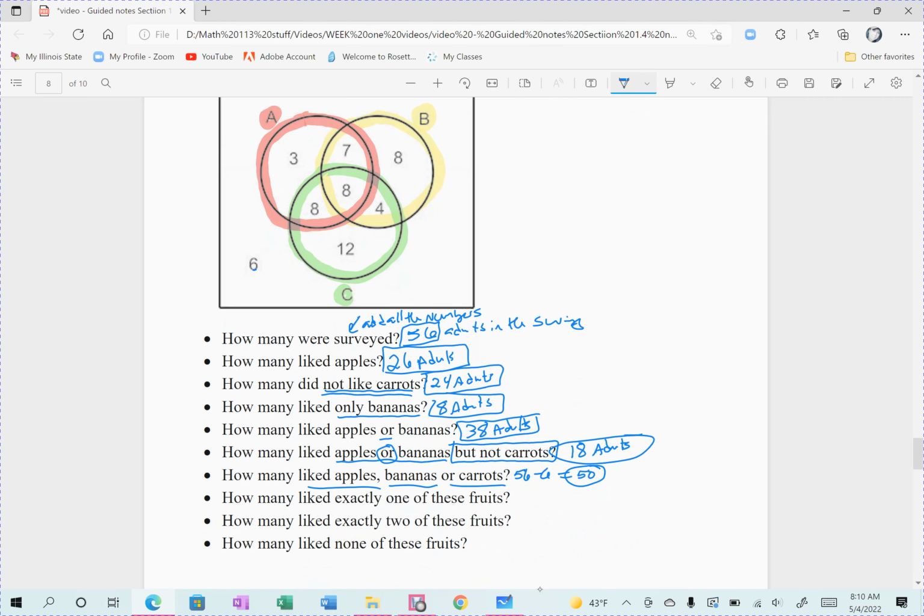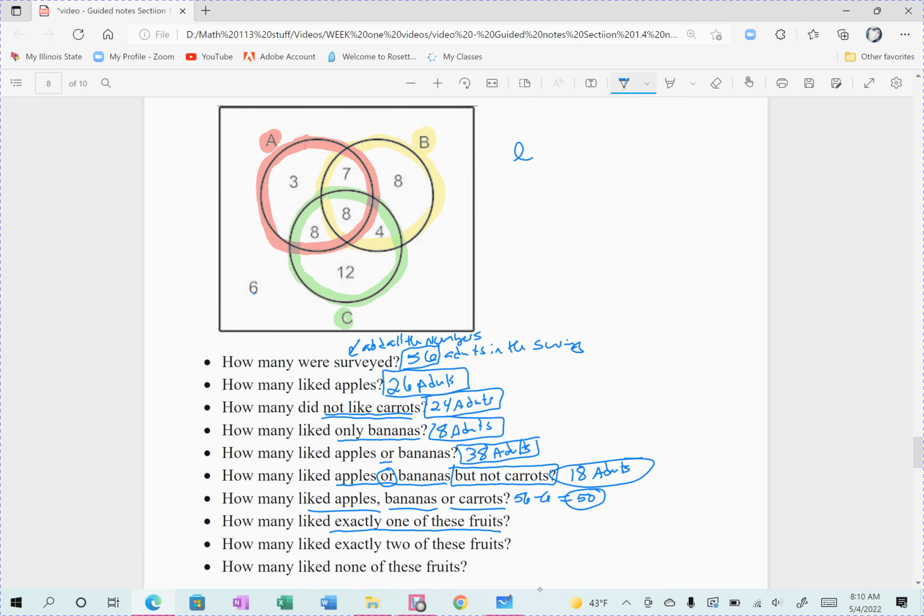All right, the next question, how many of them like exactly one? So exactly one, it doesn't say which one. So I just want exactly one. So they like only apples or only bananas or only carrots, and so they're in the only spots. But I could be in any of the only spots as long as I show up in the only spot.